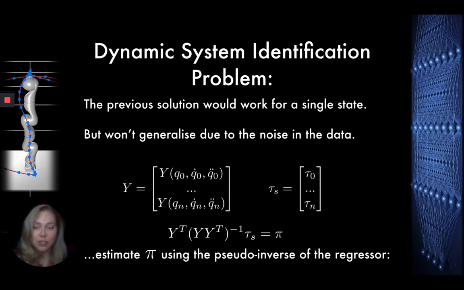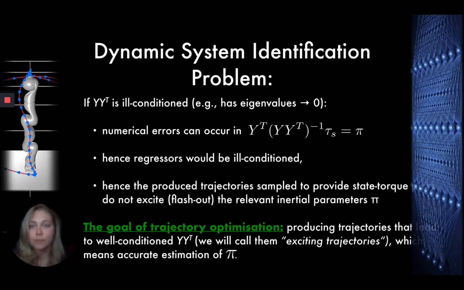And then we rearrange again for pi, the inertial parameters we're looking for, and use the pseudo-inverse of the regressor to solve this equation. So now the problem is if Y transpose is ill-conditioned, so has eigenvalues close to 0, numerical errors can occur in our expression for pi, and that would mean the regressors would be ill-conditioned, and hence the produced trajectories would not be exciting, would not flesh out the relevant inertial parameters pi.